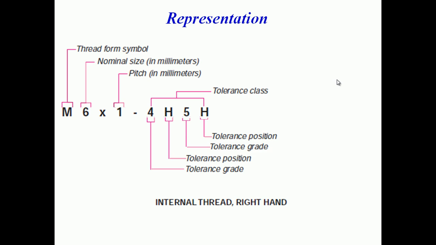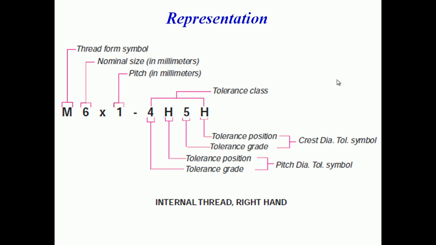So next, from the left end, the first and second denote the crest diameter tolerance symbol. And from the left end, the third and fourth denote the pitch diameter tolerance symbol. The crest and pitch we have seen in the last class. So this is the way we have to represent an internal thread.